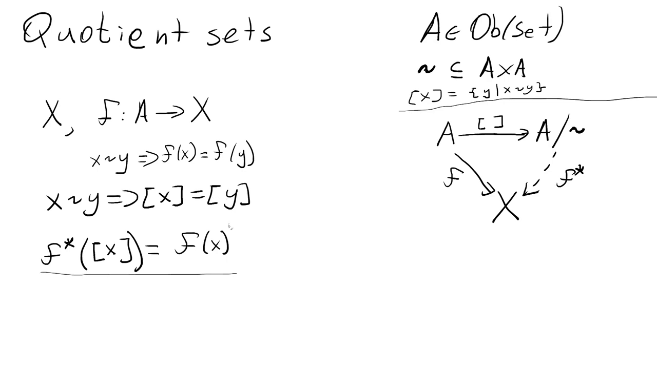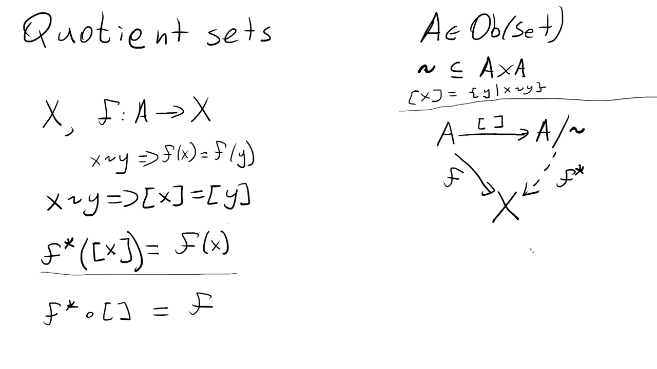The answer is yes, and it is guaranteed by this condition that related elements are mapped to the same output. So f star is a well-defined function, and from this very definition, it is apparent that f star composed with the square brackets is the same as f. So this diagram here commutes.